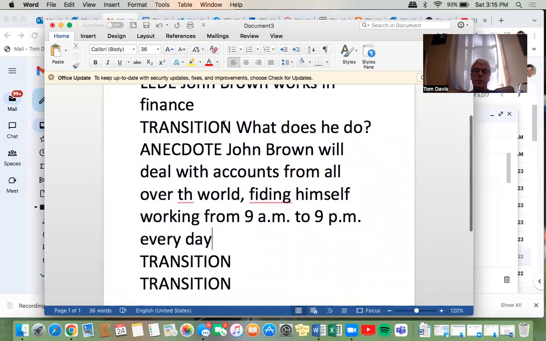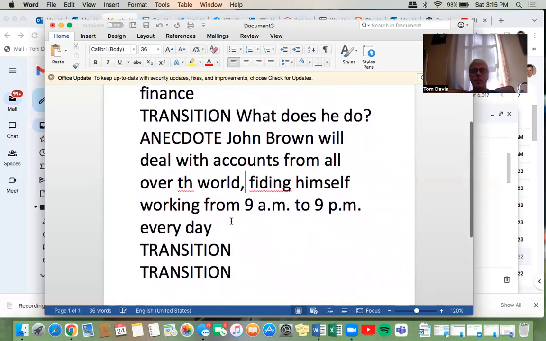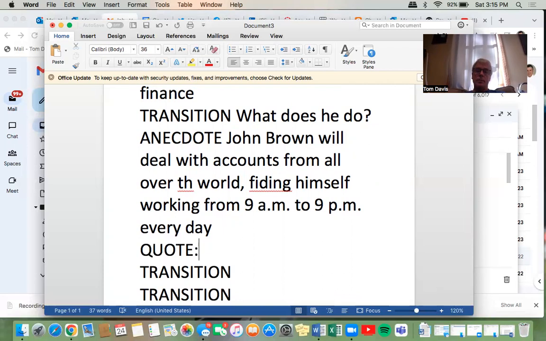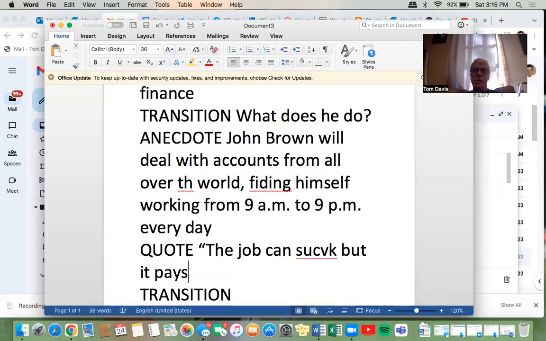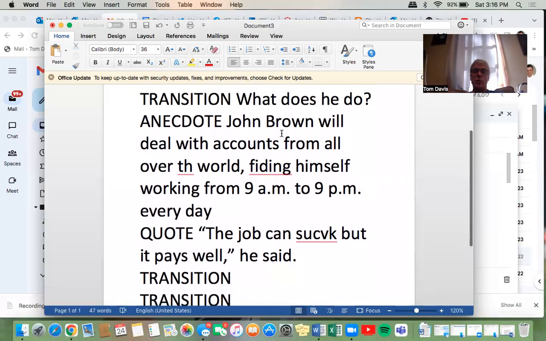So you're doing a story. You have your overall, you have your transition that illuminates the overall, and then you have an anecdote that helps illuminate the transition. And then maybe it's a good time to come in with a quote, again to provide some color. "The job can suck, but it pays well." I think it shows a little bit more emotion. Then you can do a rinse and repeat situation. You go back to your next transition. It helps bring you from point to point, again providing more depth to the overall story.